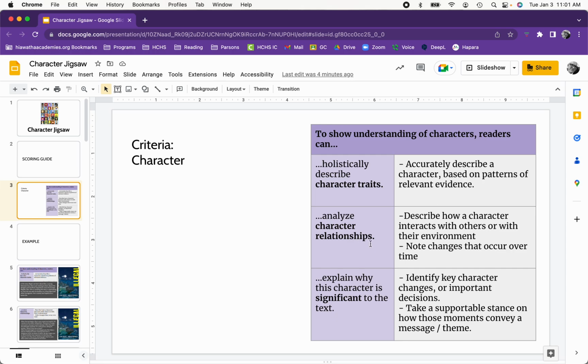Then you have to be able to analyze their relationships. How do they interact with the other characters in the story, as well as their environment, and how does that change them, or how do they grow over the course of that class reading? And then finally, you have to be able to explain why this character is important to the text and how that kind of shows the author's theme overall. Sounds difficult, but it's straightforward.